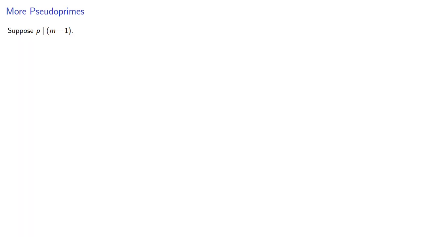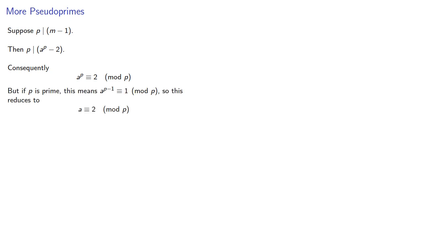Consequently, p has to divide m minus 1. So suppose p actually does divide m minus 1. Well, we know that m is a to the p minus 1, so p has to divide a to the p minus 2. Consequently, a to the p is congruent to 2 mod p. But if p is prime, this means a to the power p minus 1 is congruent to 1, so this congruence reduces to a equals 2. Consequently, if p is prime and a to the power p minus 1 is a pseudoprime, a has to be 2, which we've already disposed of that case.